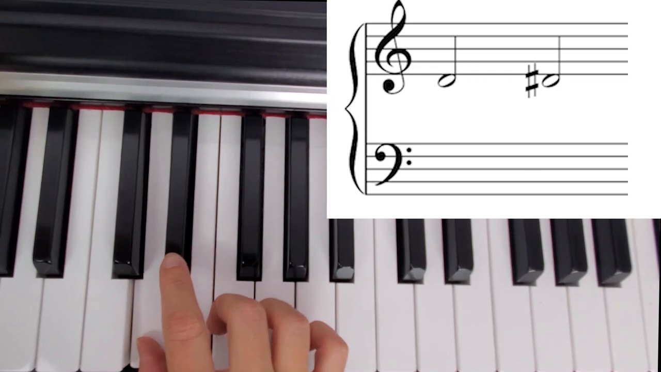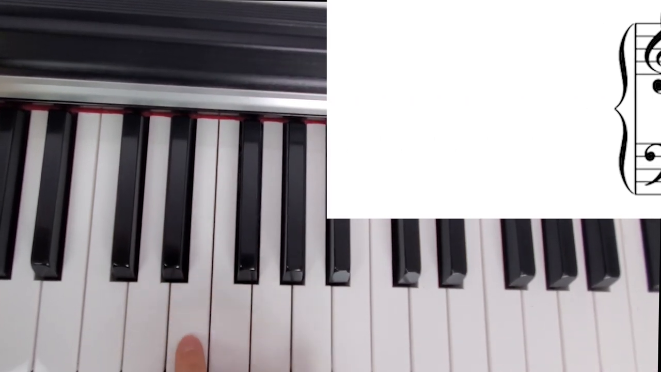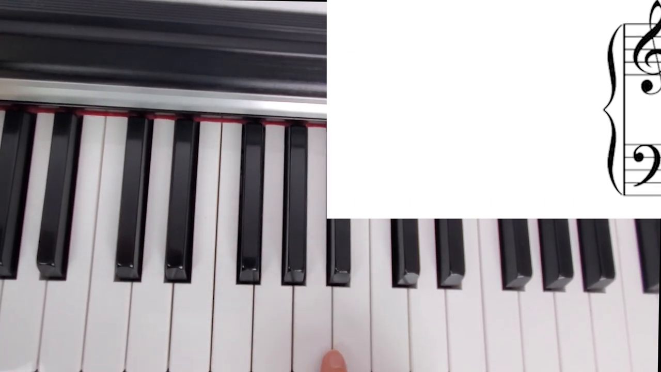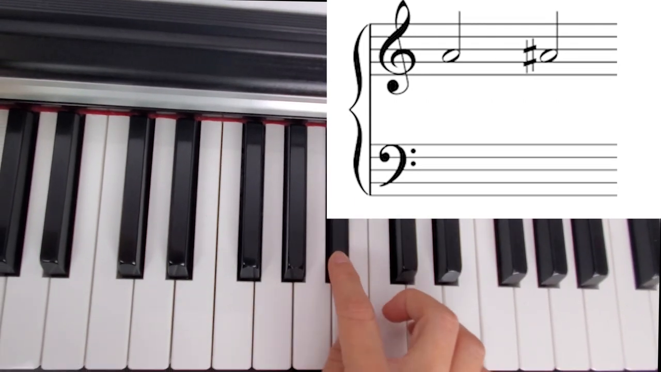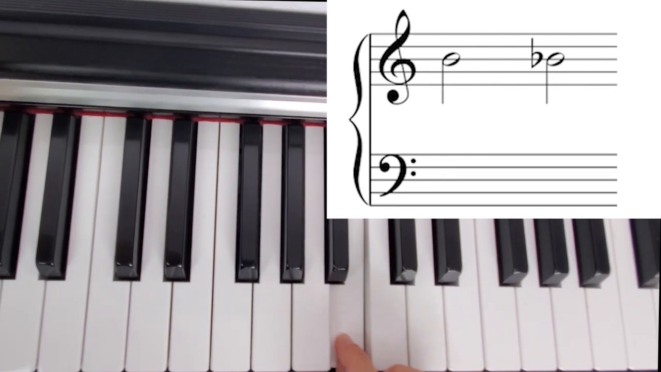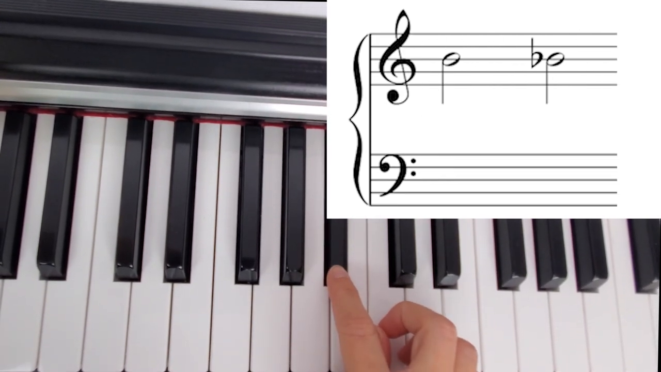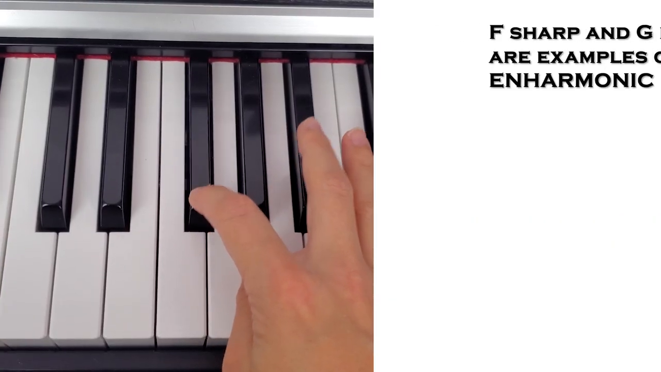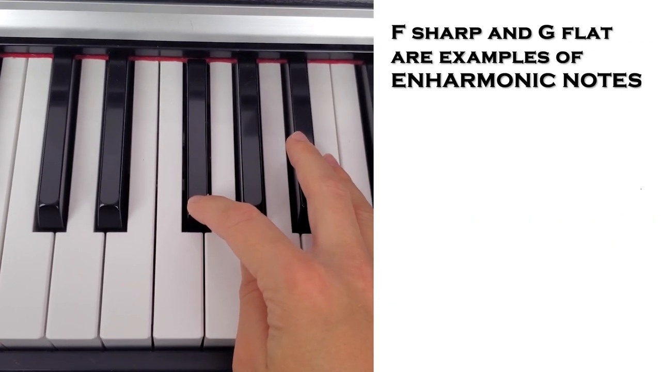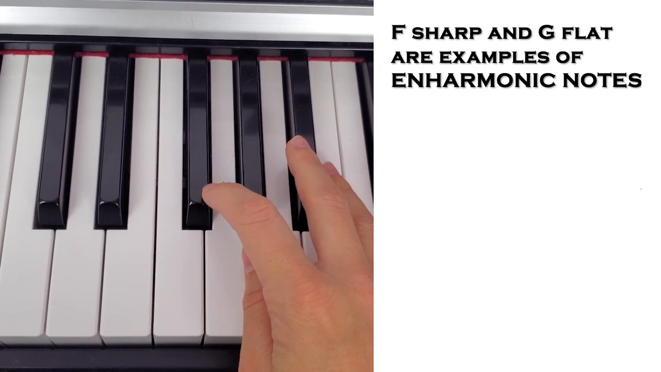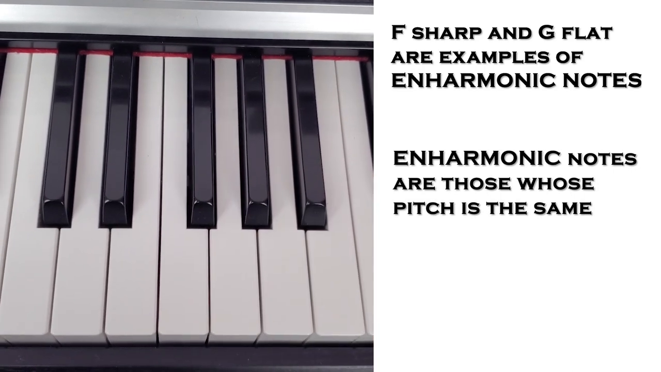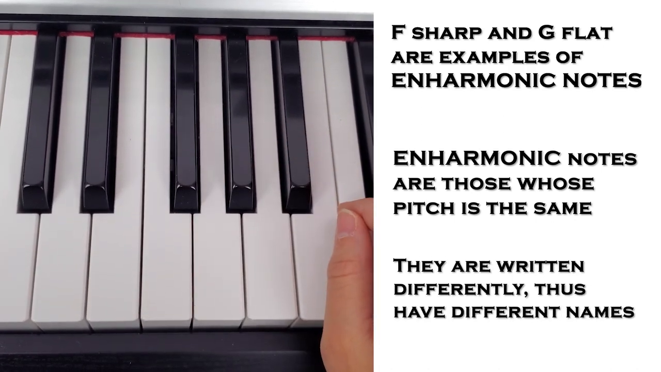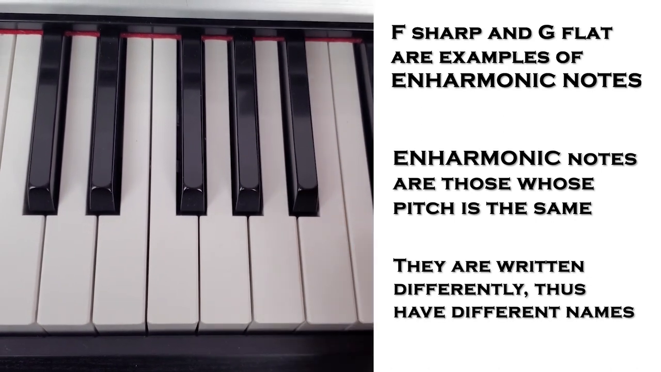D, D sharp. E, E flat. Raise A, A sharp. Lower B, B flat. F sharp and G flat is an example of enharmonic notes. Enharmonic notes are those whose pitch is the same, but they are written differently, thus have different names.